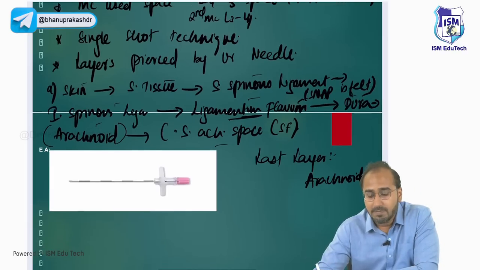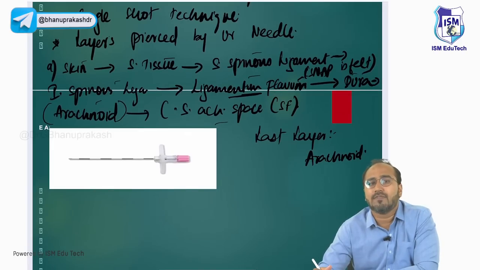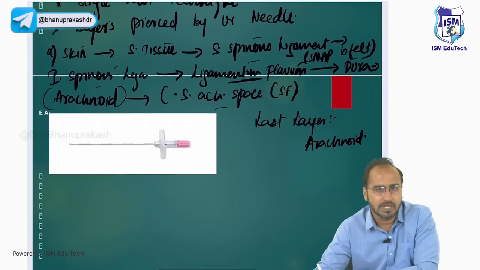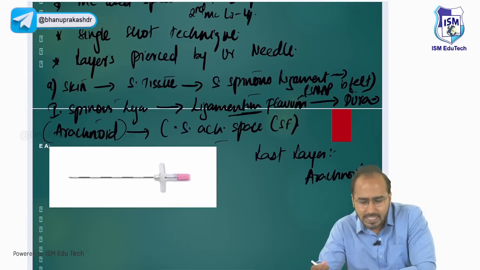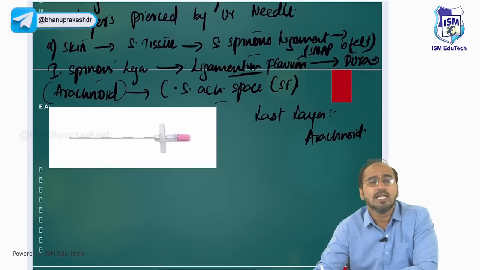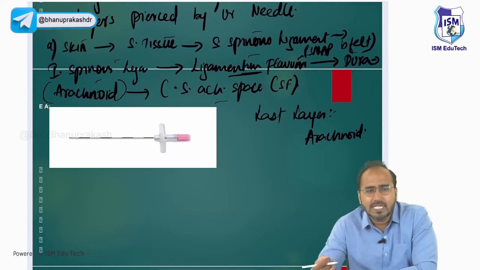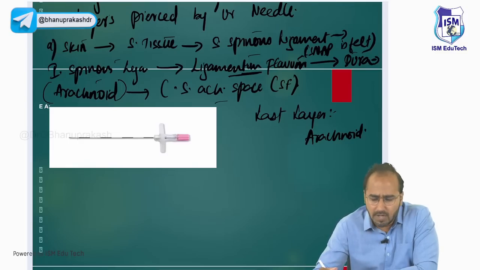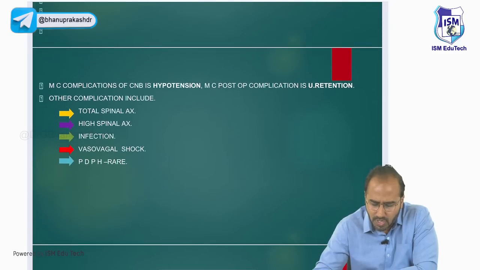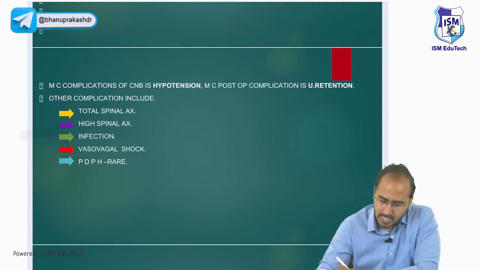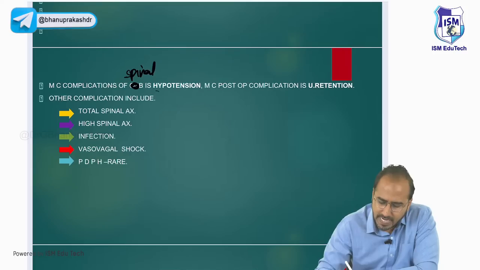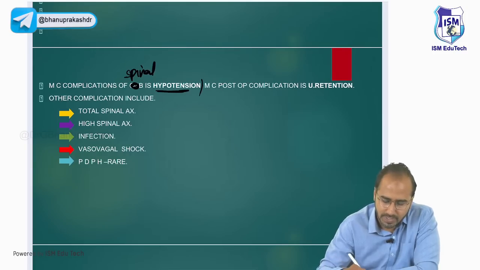So guys, remember, after giving spinal anesthesia, what are the complications the patient might encounter? You know the space, and you know the structures that are being pierced. The common complication the patient encounters is hypotension. The most common complication of spinal anesthesia is hypotension.